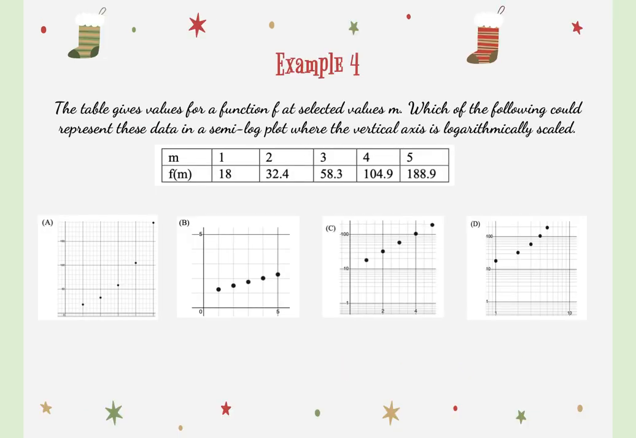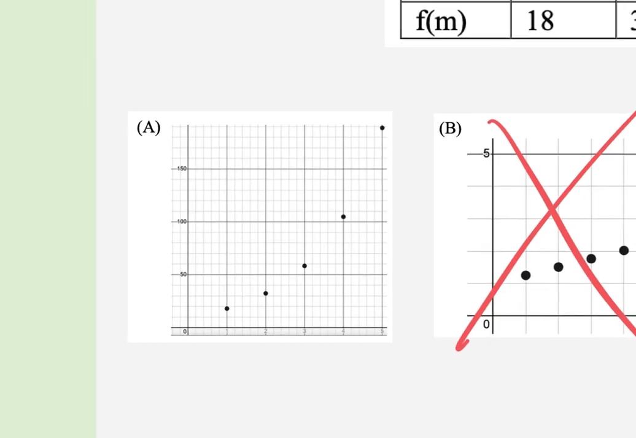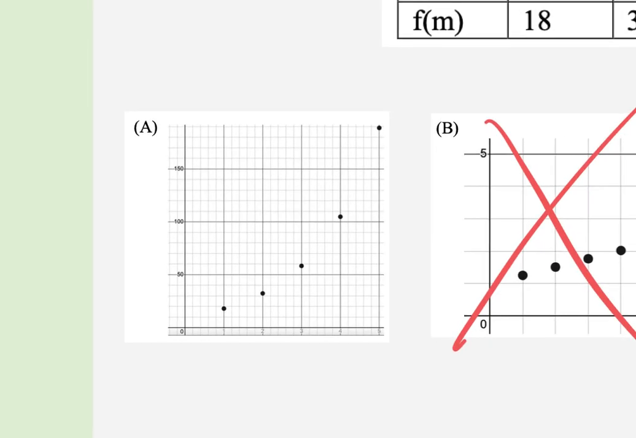All right, last one says the table of values for a function f at selected values of m. Which of the following could represent the data in a semi-log plot where the vertical axis is logarithmically scaled? So this is literally how you could get a multiple choice question on your AP exam. And if you just understand what a semi-log plot is, this question should be easy. So first rule out anything that doesn't have any logs on the y-axis. That one's not going by the logs. The other ones are, but now we need to look at the spacing. First one, B is definitely not. A, what's wrong with A? These are all equally spaced, and it's not going 10 and then 100. It went 50, so not.